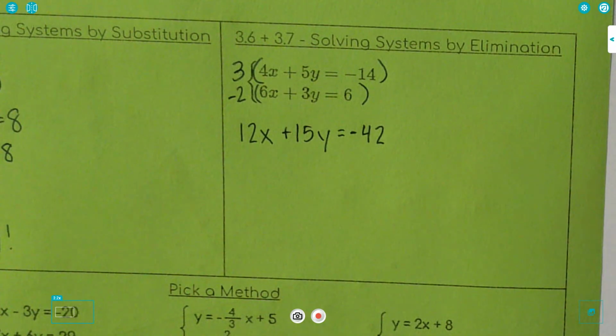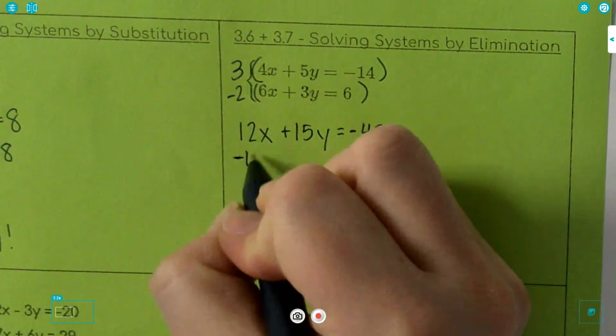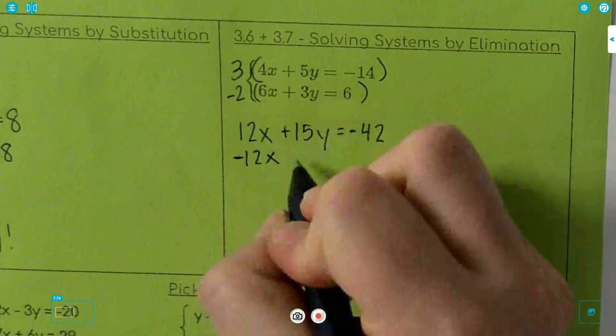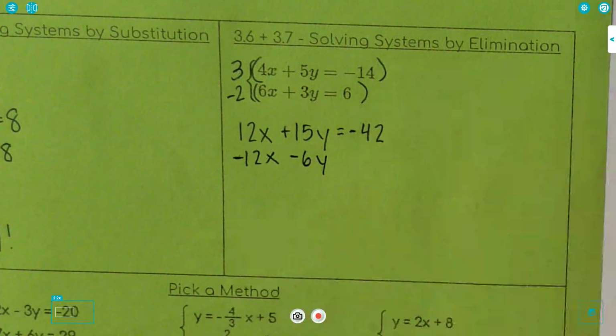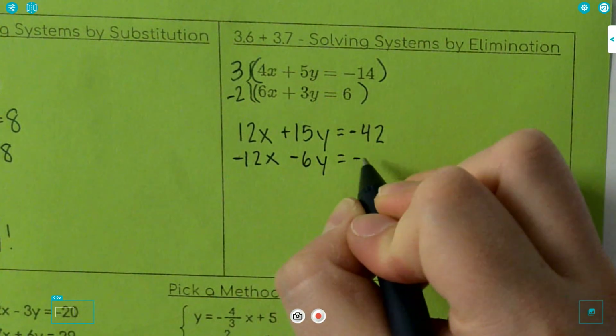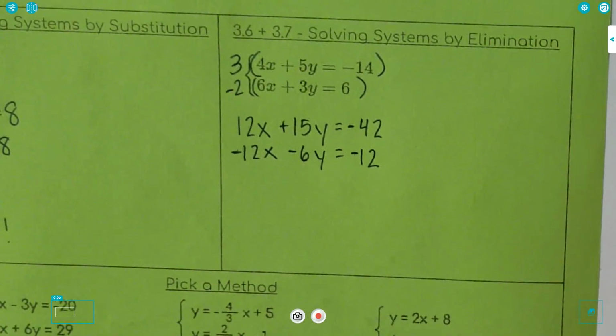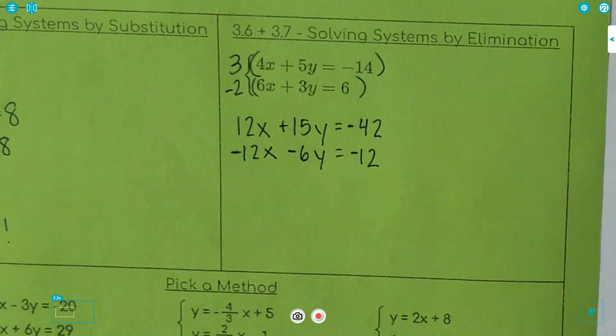Okay. Bottom equation, negative 2 times 6x is negative 12x. Negative 2 times 3y is negative 6y. Negative 2 times 6 is negative 12. Okay. Any questions about why I multiplied by 3 and negative 2 or how I multiplied by 3 and negative 2?